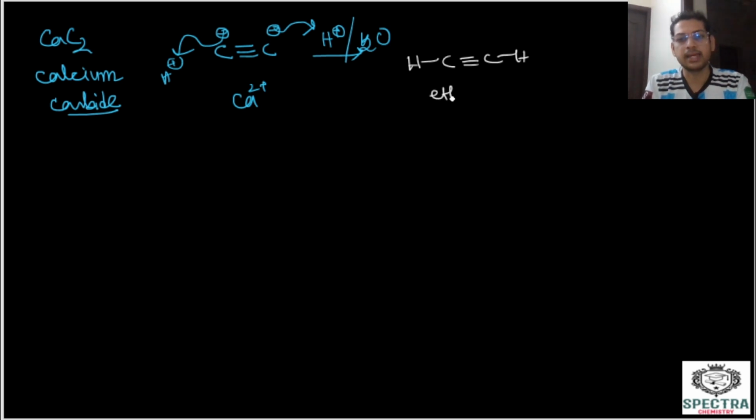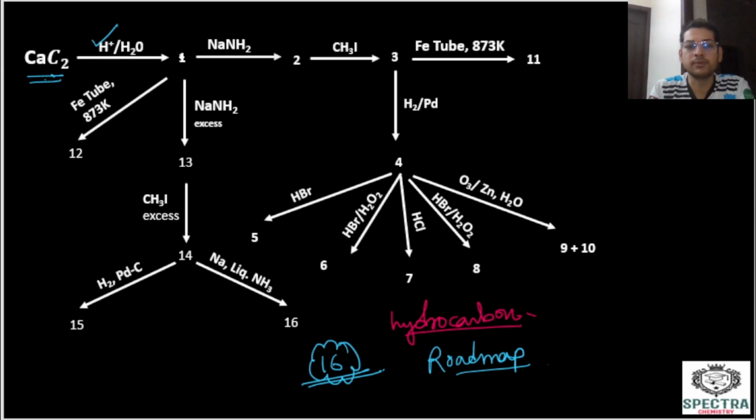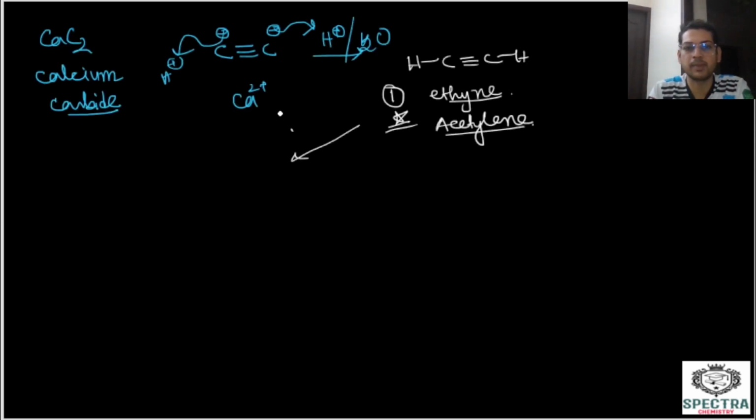What is the name of this? Ethyne. Very good. But I told you to remember the common name also, that is called acetylene. Now this is your product number A. Now you see, from A, Fe tube and 600 degrees. Okay, sir, that also I know. If they have used Fe tube, when I taught you, I told you that you should write it as red hot Fe tube at 600 degrees centigrade.